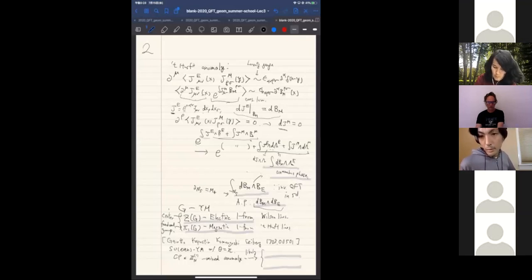The CP exists only when the theta angle is 0 or pi, and theta angle equal to 0 is boring. But when you tune theta angle equal to pi, the CP sends theta to minus theta, but theta is 2-pi periodic. Theta is the coefficient in front of the trace F wedge F topological term, and this is 2-pi periodic because the instanton number is quantized. So CP sends theta to minus theta, but theta equals theta, because theta is 2-pi periodic.